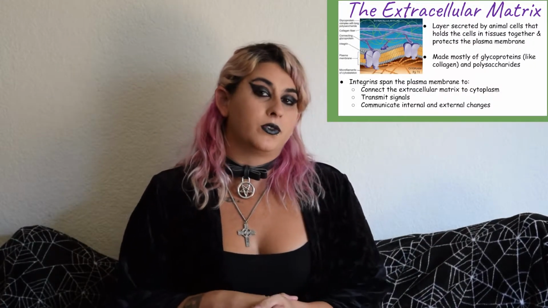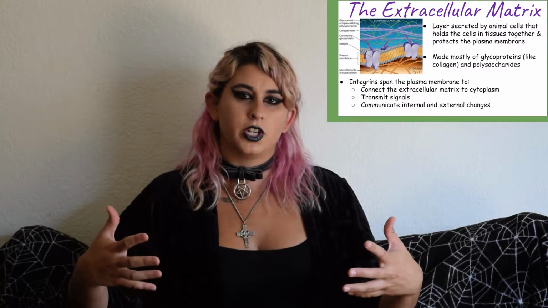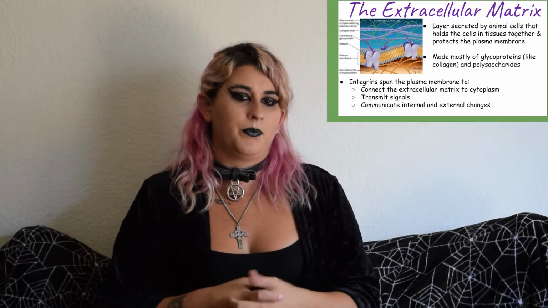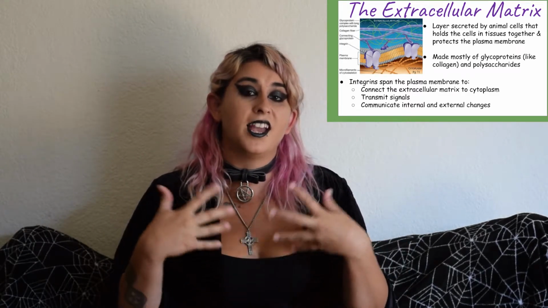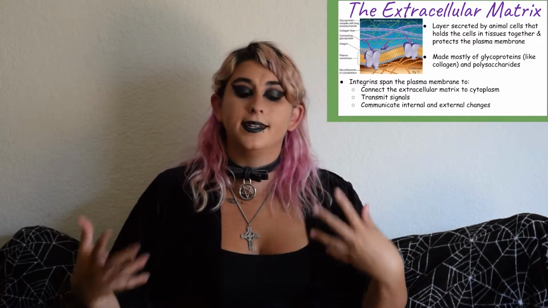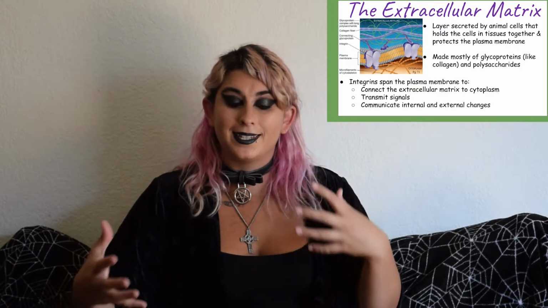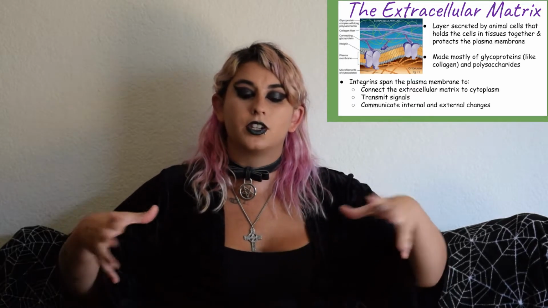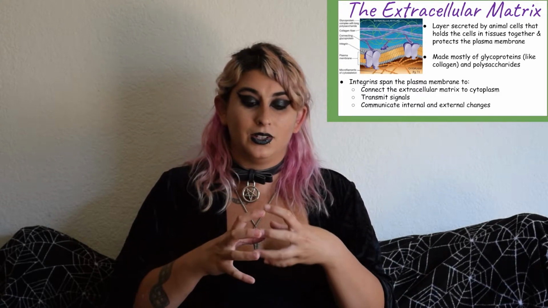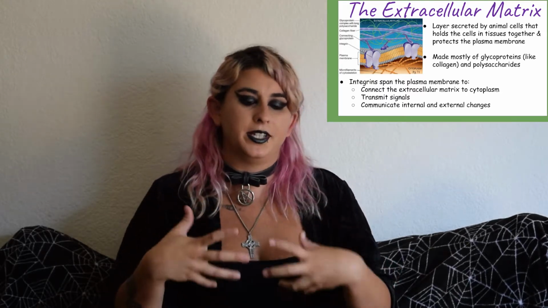So all throughout chapter 4, we've talked a lot about what's inside a cell, but right now we need to switch and look to the surface and the outside of the cell. The first thing we're going to talk about here is the extracellular matrix. What the extracellular matrix is, is basically a layer of glycoproteins and polysaccharides that are secreted by animal cells, and they help hold the cells in specific tissues together and help protect the plasma membranes of those cells.